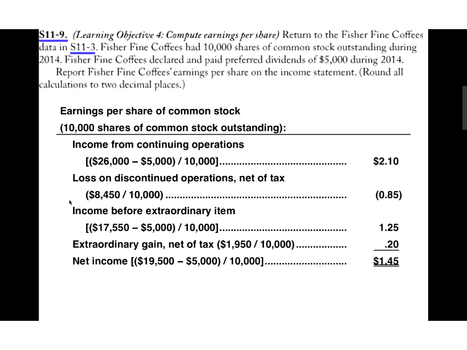up here. Okay, so what I've got here is the earnings per share of common stock. We're going to take that bottom part of the statement, and we're going to show each item, and the calculations are listed there for you. In case you want to copy it down, I'm going to leave it up.